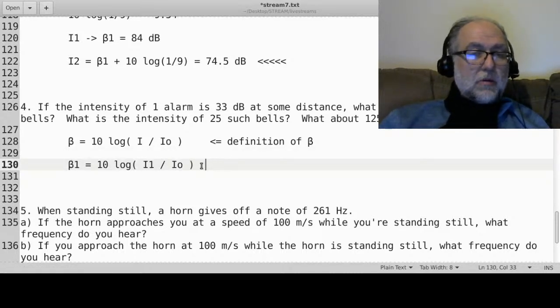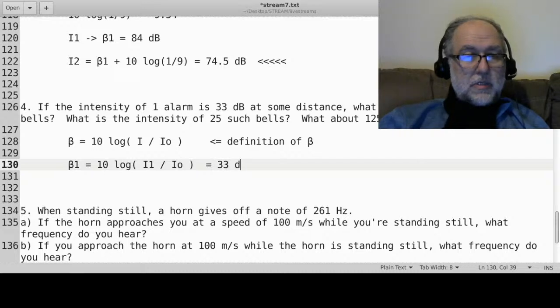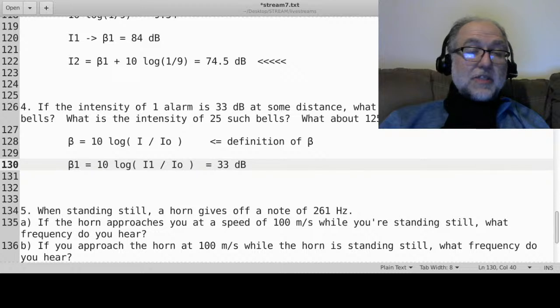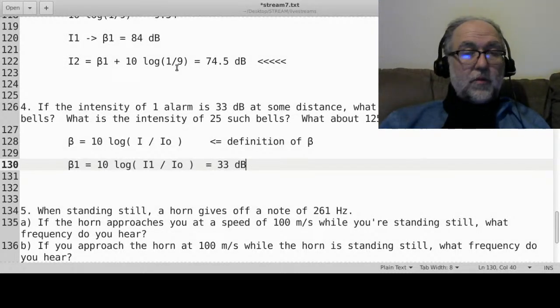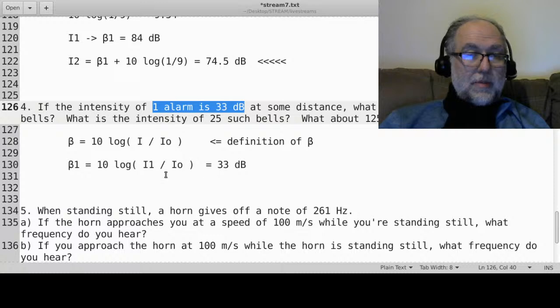And you say, well, what's that equal to? I tell you what that's equal to. It's the intensity of one alarm. That's equal to 33 decibels. And I haven't answered anything yet. I just started off with the one alarm in this form.